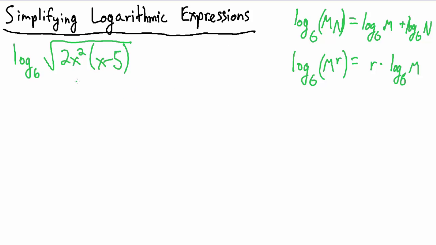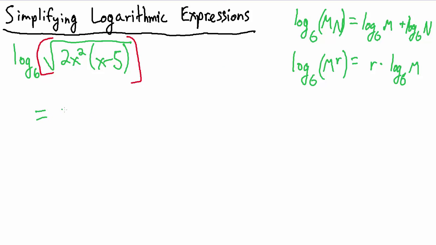So the first thing we want to do is look at what's inside the log. We have a base 6 log of a square root of this whole mess here. Look at everything inside the log, and then we want to ask ourselves, what's the biggest thing that's happening here? Or is there anything that's happening to everything? The biggest thing that's happening is the square root, because the square root is over everything. The square root is affecting everything in here. So that tells us that that's the first thing that we have to work with. So let's go ahead and do that.